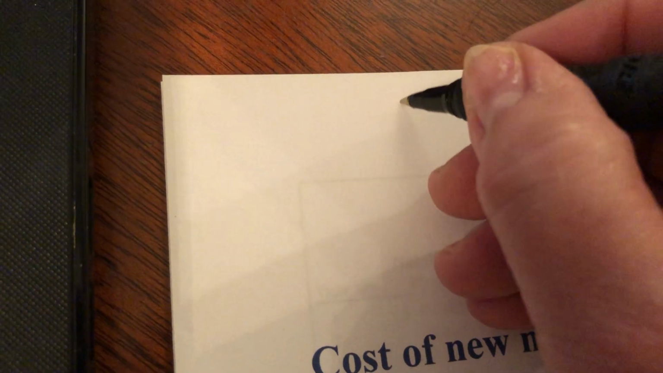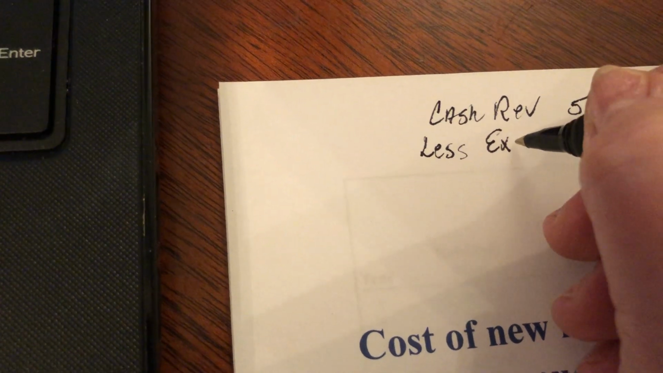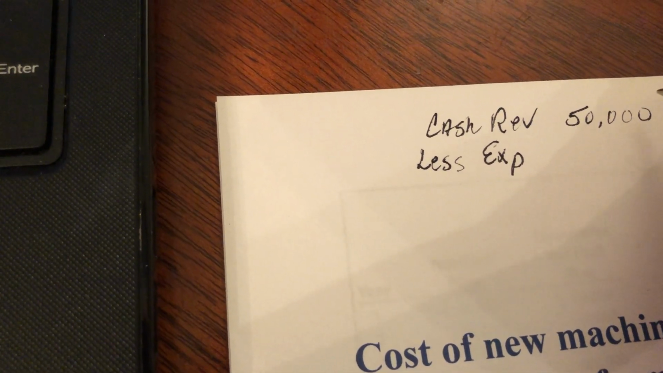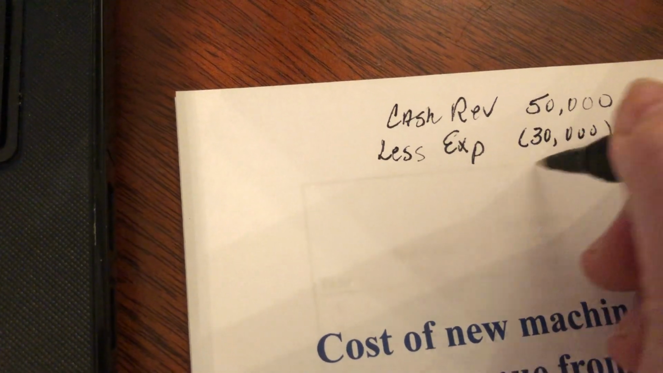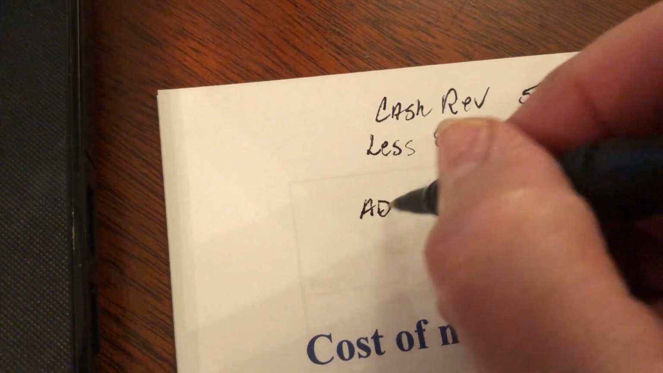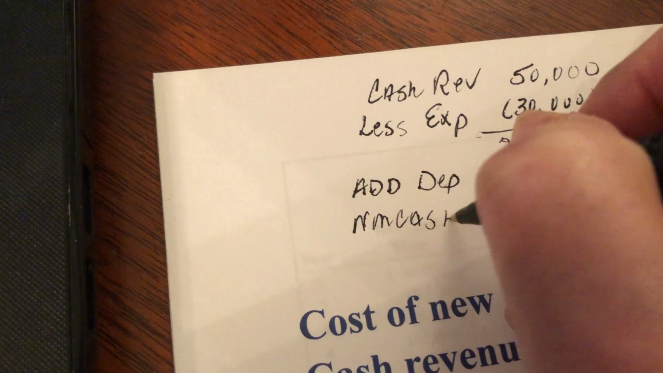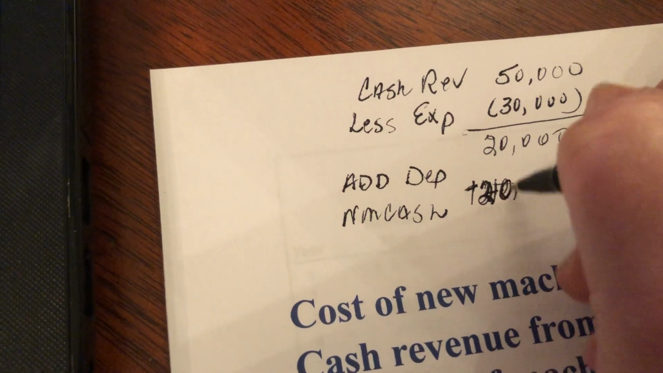Another way to calculate that is if you had your cash revenue, $50,000. If you subtracted all of your expenses, what you would end up with here is $20,000. You could add back depreciation because it's non-cash. I'm sorry, that should be 20. Depreciation was 20.